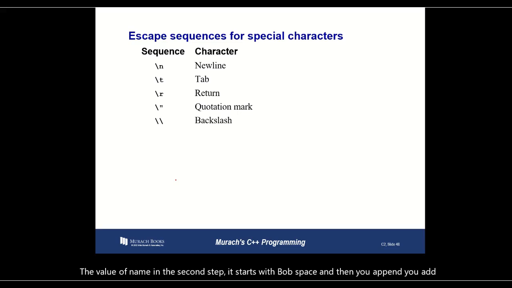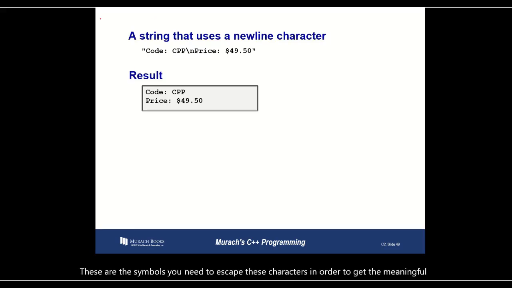There are escape sequences for the special characters. You can use backslash n, that stands for new line, backslash t, that stands for tab, backslash r, return, backslash double quote, quotation mark, and backslash backslash, that is your backslash. These are the symbols you need to escape these characters in order to get the meaningful symbols. So let's say you do that.